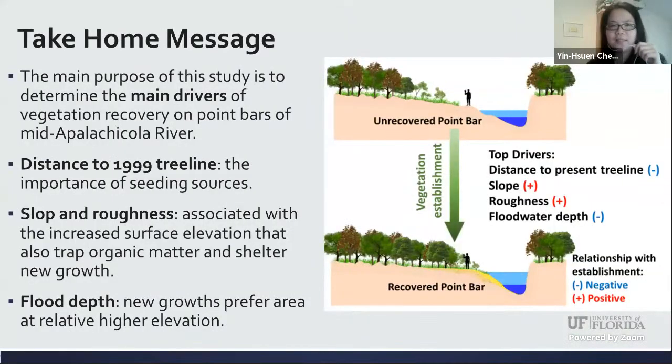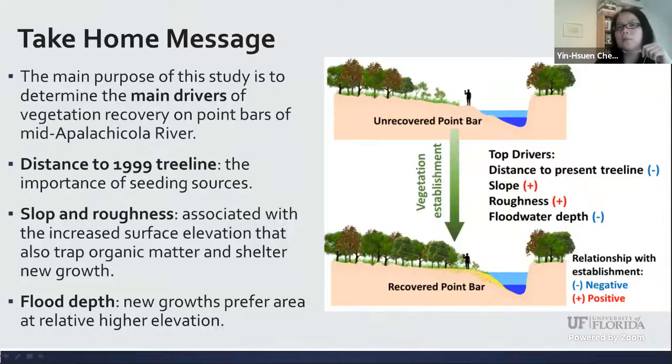Okay, the take-home message for study 1. It's a little bit repeated, but I'm going to read through it. The main purpose of the study is to determine the drivers behind vegetation regrowth on the point bar of the study ridge, the middle ridge of the Apalachicola River. The result shows the distance to the tree line is the most important factor among others.